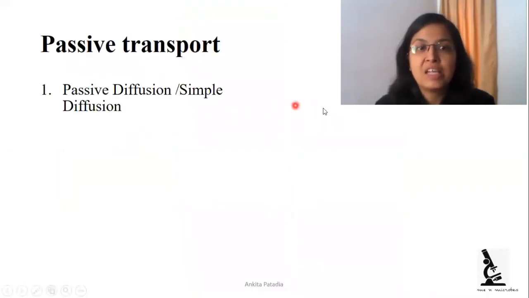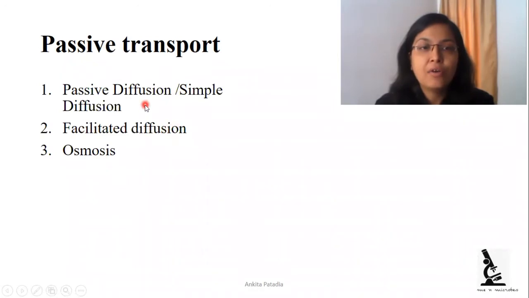What is passive transport? Passive transport means direct transport of the nutrient molecule via the cell membrane without utilizing energy. Three types of passive transport mechanisms are there: simple diffusion or passive diffusion, facilitated diffusion and osmosis. Let's start the discussion with passive diffusion, followed by facilitated diffusion and osmosis.